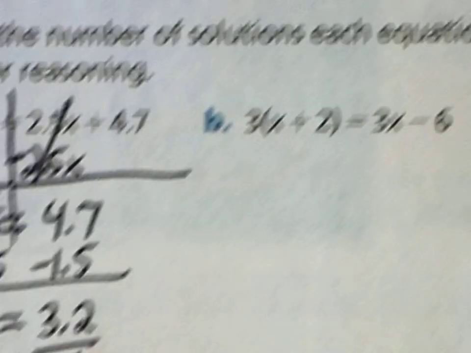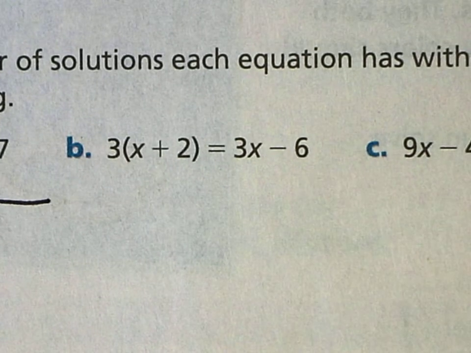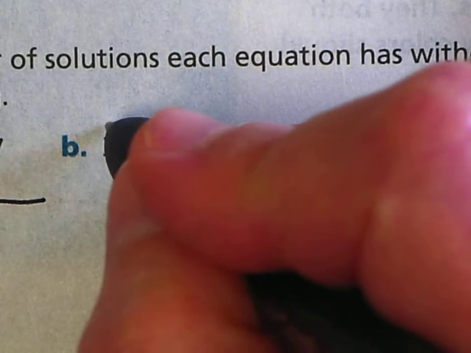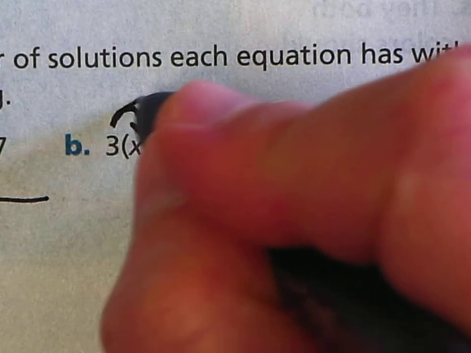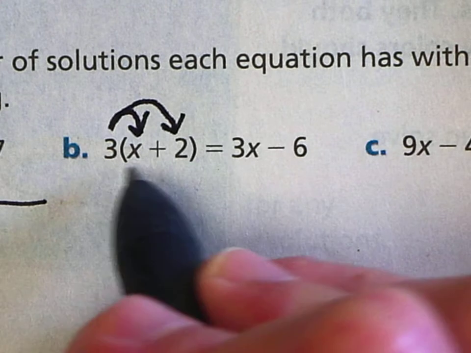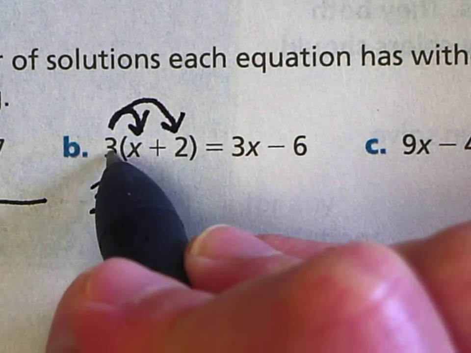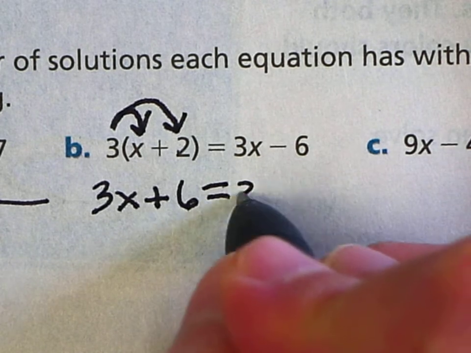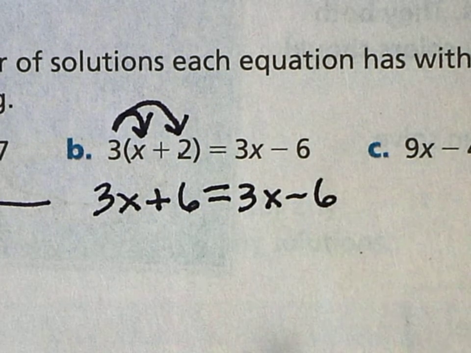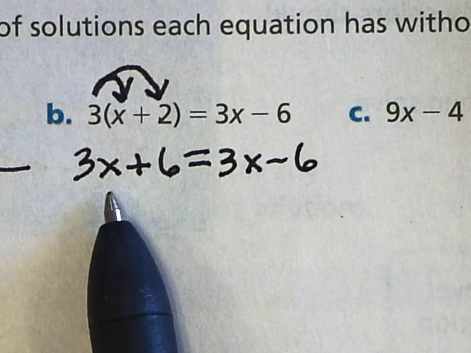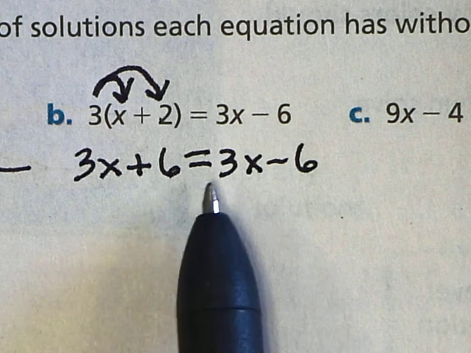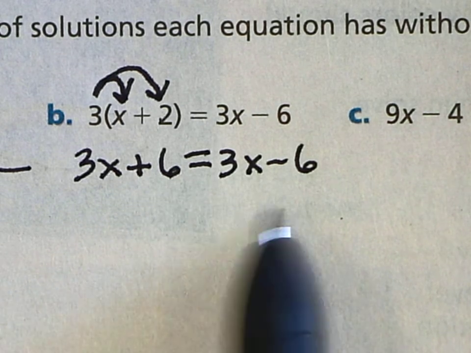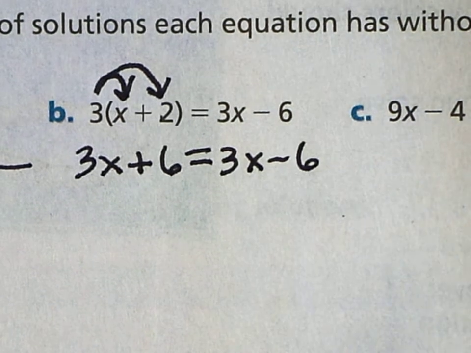Okay, so now let's take a look at this next one right here. I do see distributive property. So let's solve this first and get rid of this parentheses. 3 times x is 3x. 3 times 2 would be 6. And then I have equals 3x minus 6 over here. Some of you might be noticing 3x plus 6 equals 3x minus 6. Well, they don't equal each other. So let's keep solving and see what happens.